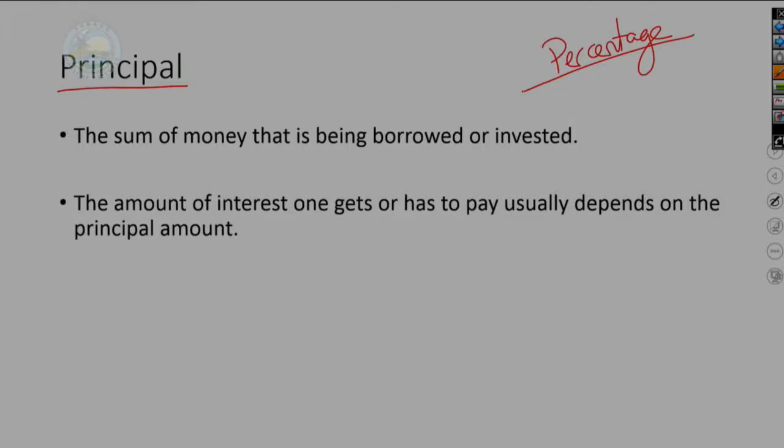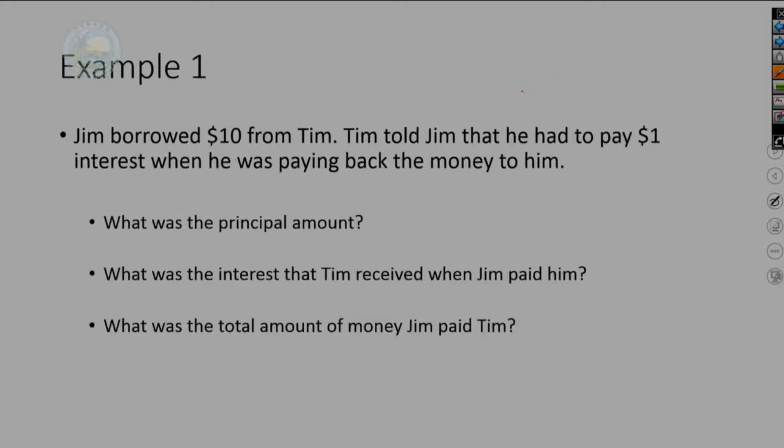That's how banks work. That's how other financial institutions work. Your interest is always a percentage of your amount. So let's continue. So far we've met two words. We've met interest, that's the extra you get for lending money or the extra you have to pay for borrowing money, and the principal, the initial amount you would have loaned or borrowed.